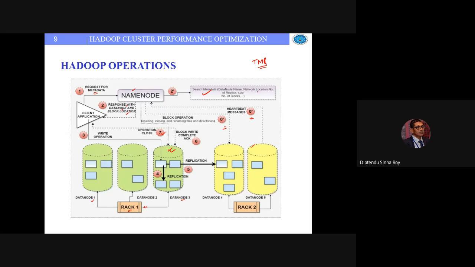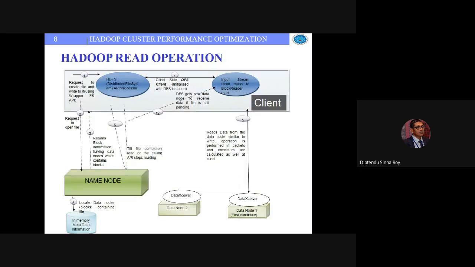Heartbeat messages are like the pulses which the name node keeps track of in order to confirm whether a node is still alive or not. This is shown only for this particular rack, but it is true across all racks. In this way, write operations are done. Again, the read operations are done similarly.